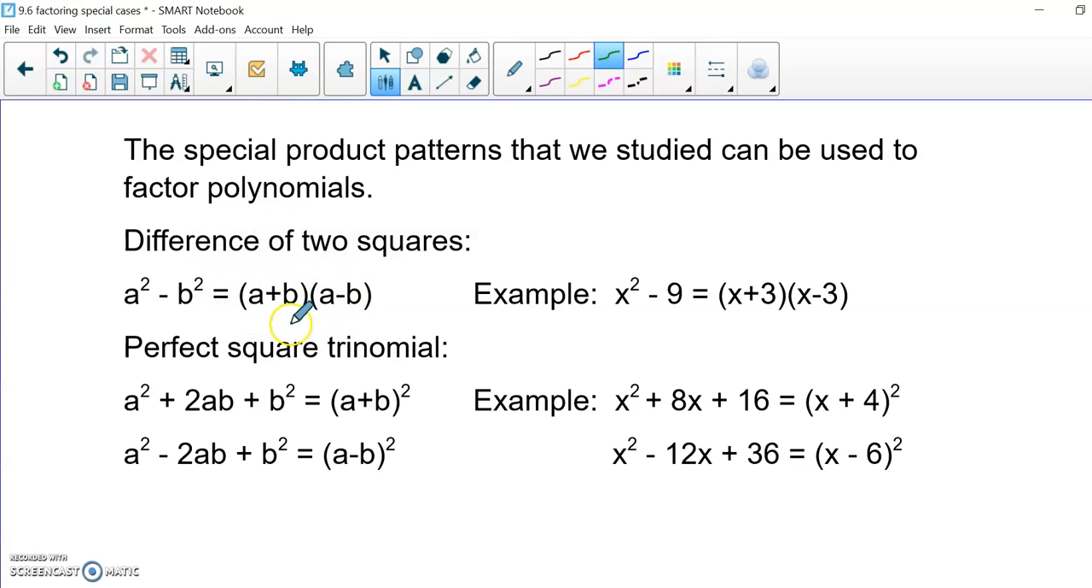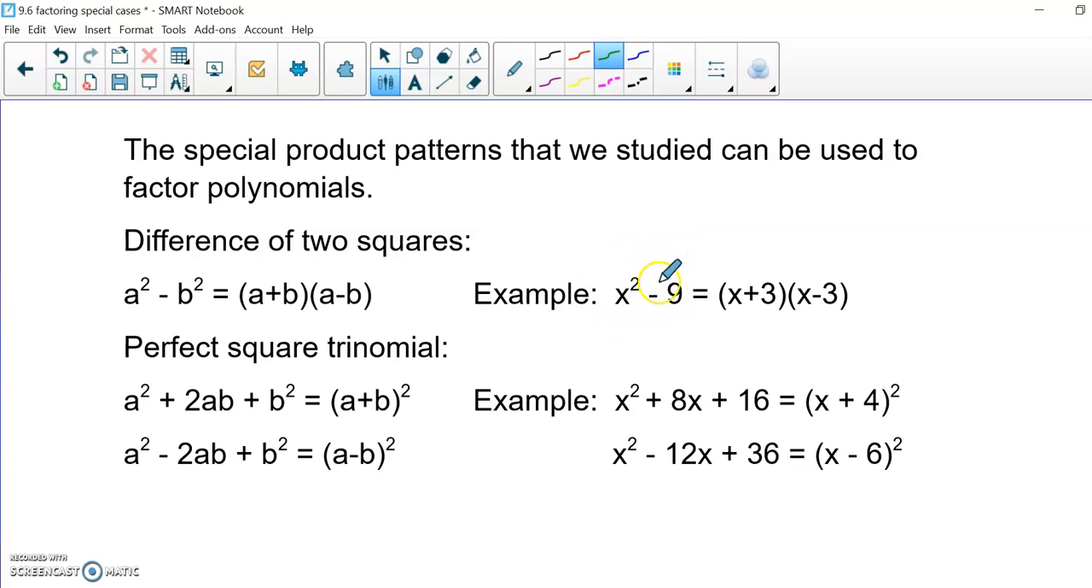We did this when we were multiplying binomials. We found that if you have the same first terms, the same second terms, but one's plus and one's minus, the middle term falls out and you end up with a difference of two squares. So if you start with two perfect squares with a minus sign in it, you know you're going to end up with two binomials, one with a plus and one with a minus. Let's look at an example.